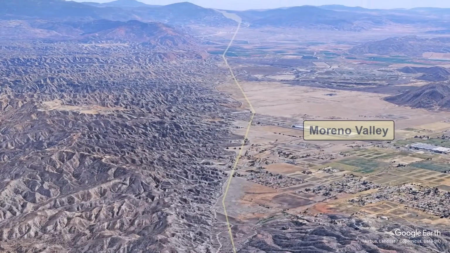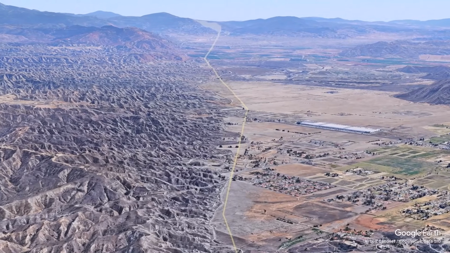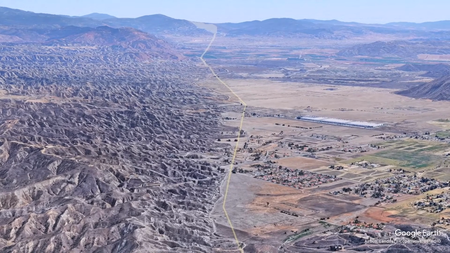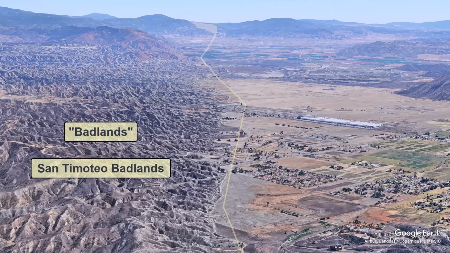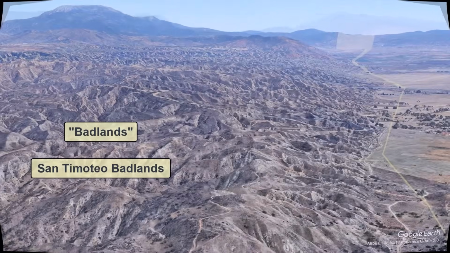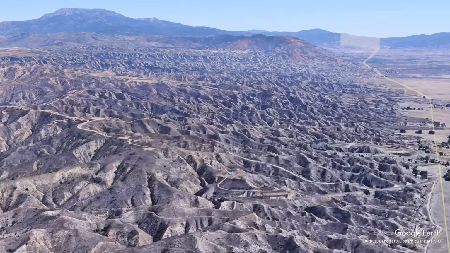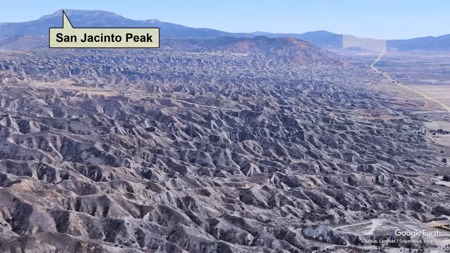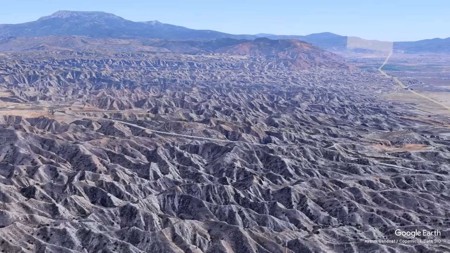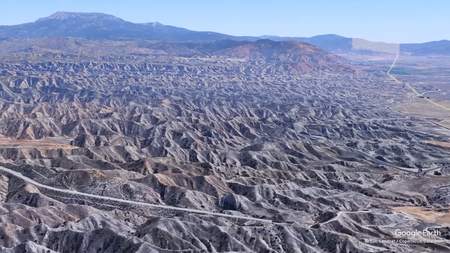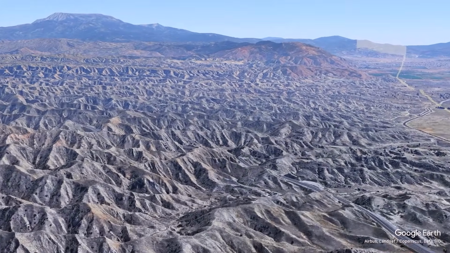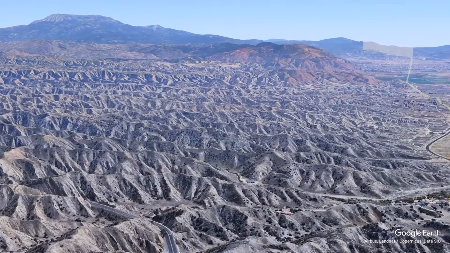On the other side of the fault are these sharply eroded hills, labeled on the map simply as the Badlands. They're also called the San Timoteo Badlands. These badlands were created by the land being crumpled due to the fault compressing and pushing up the land. Then years of erosion created the sharply carved grooves in the pushed-up hills.